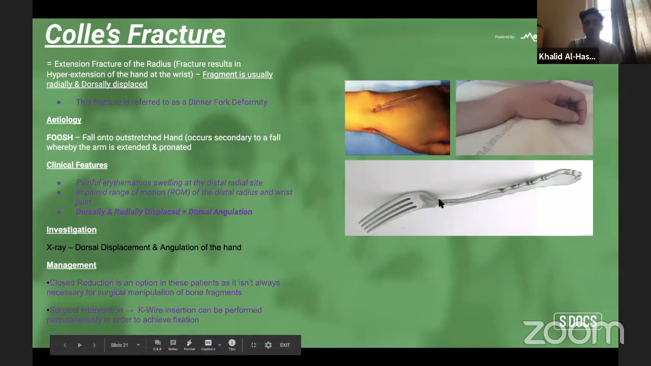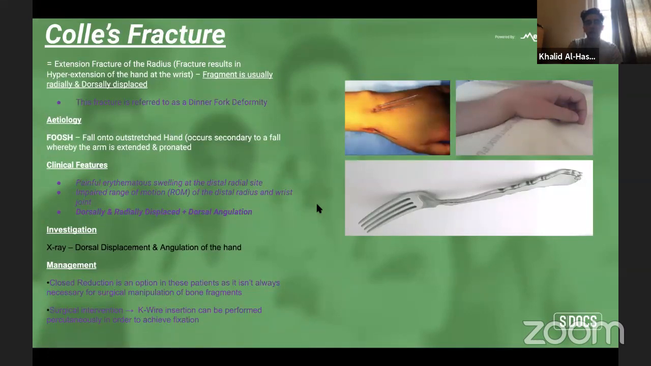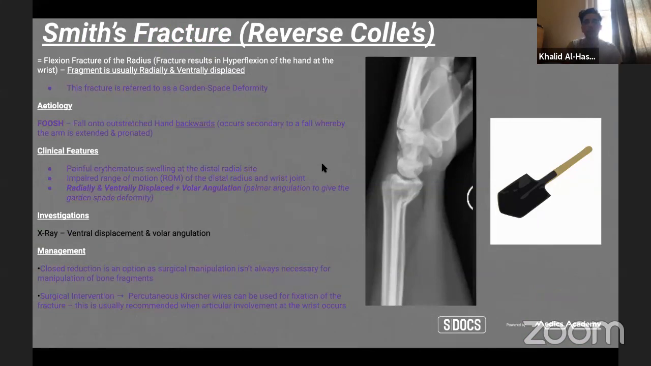Here is a picture of a dinner fork. You can see the resemblance between the dinner fork here and the Colles' fracture. The Smith's fracture is also known as a reverse Colles' fracture. This is also a distal radial fracture, however, the fragment this time is usually radially and ventrally displaced. Ventral also means it's displaced towards the palmar aspect. This fracture is also referred to as a garden spade deformity. It is the product of a FOOSH, in which we fall onto our outstretched hand backwards. It's important to remember backwards.